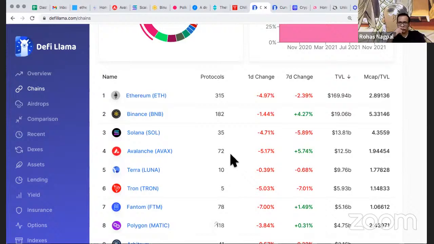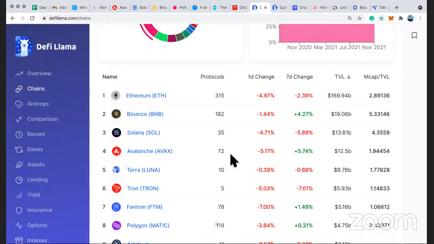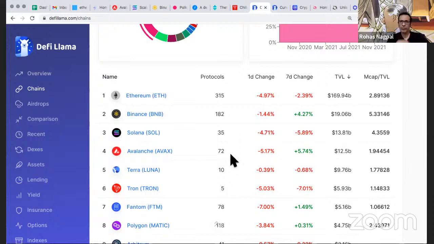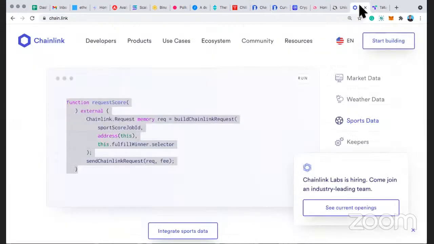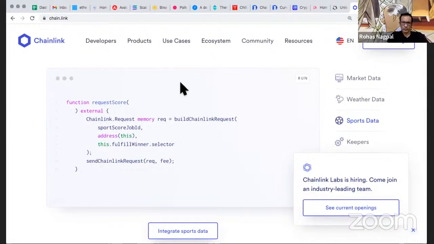Anybody else? Yes, Rohas, I have a question. In the last class, we were talking about APIs using Oracle, where we can get data about weather or insurance. So how does it work? Does every node pull data from the Oracle, or only one node? Actually, the node needn't come into the picture. Your application will pull it.